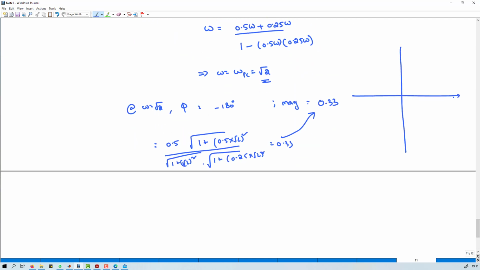So now we will draw both the things. It is starting here with a magnitude of 0.5 at minus 180, and it is going down. At the phase crossover frequency it cuts the negative real axis with a magnitude of 0.33, and then it is coming back. That is how we can draw the polar plot very easily from omega equal to 0 to omega equal to infinity.